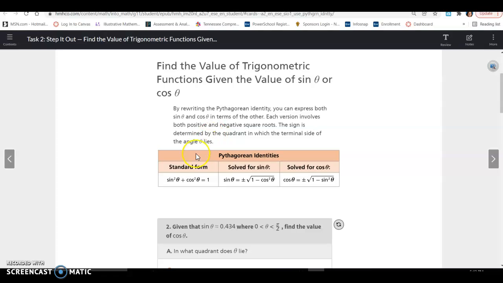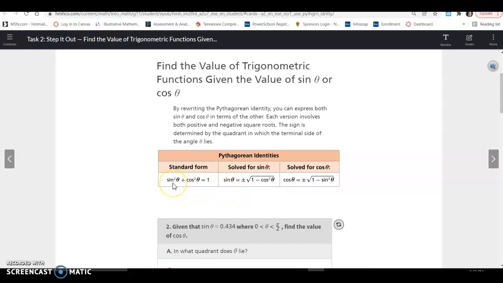All right, so here's what we're saying. In the last task, or the last example, we looked at where sine squared theta plus cosine squared of theta equals 1 came from. So this comes from the Pythagorean theorem, and we use the Pythagorean theorem to show or prove the Pythagorean identity. Now they're saying if you take this and you solve it for each of the two trig functions, then you can get three different ways to look at the Pythagorean identity.